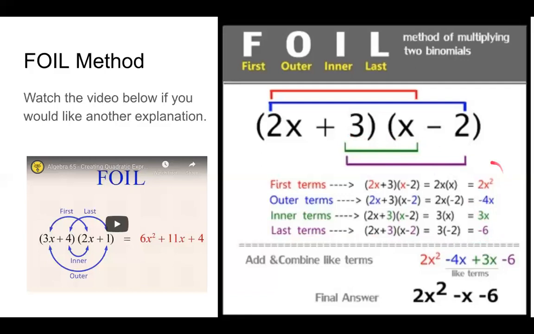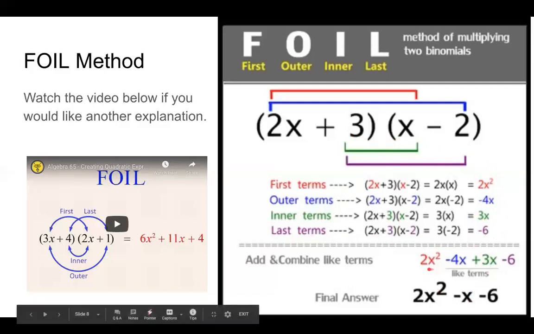So once I have all of these answers over here on the right, I have to actually combine my like terms. I have a positive 2x squared, I have a negative 4x, I have a positive 3x, and a negative 6. So what I do is I add all of these together. If it was negative up above, it needs to be negative down here.